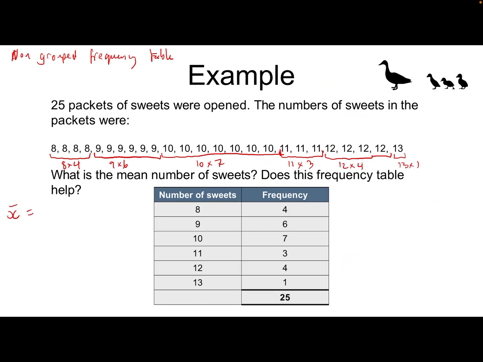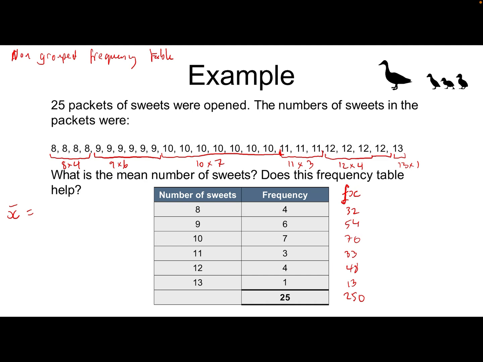So what you can do is you can add an additional column to your table, and what you can do is you can get your x values and times them by the frequency, fx, okay? fx. So let's just quickly do that. That's going to give me 32, 54, 70, 33, 48, and 13. So now, instead of adding up all of the individual numbers, I'm just going to add up those fx's, okay? F times x. 32 plus 54 plus 70 plus 33 plus 48 plus 13 comes to 250.